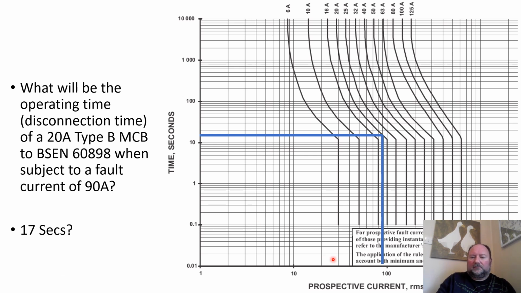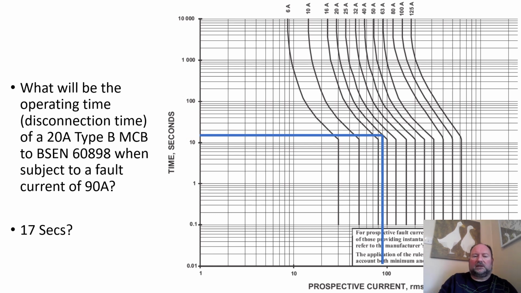So what did we do then? Just to jog back, we found 90 amps on the scale, which is just about there on this line. We read up until it crossed the device line that we're looking at. There's the line that represents 20 amps. We found where 90 amps intersects it, and at that point we read across to read the time.